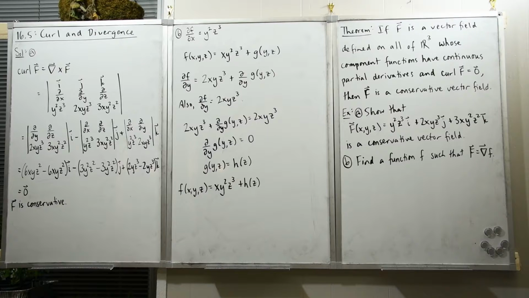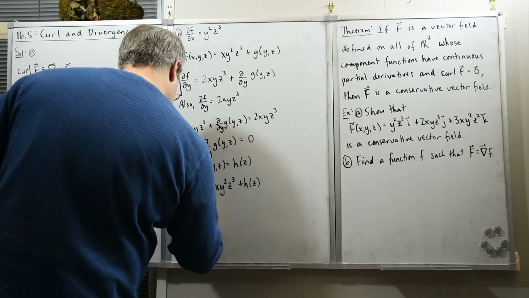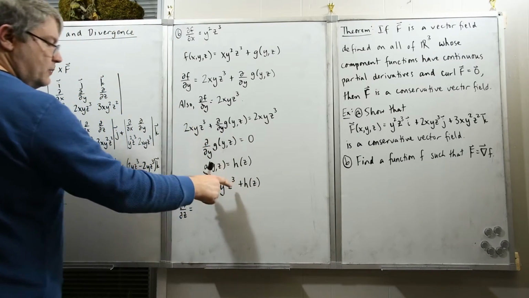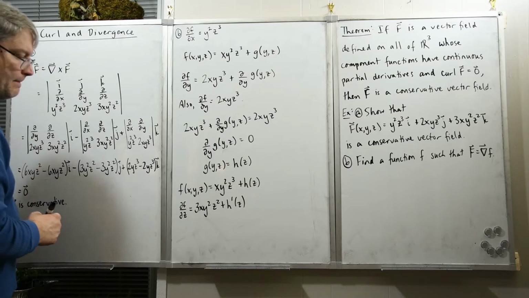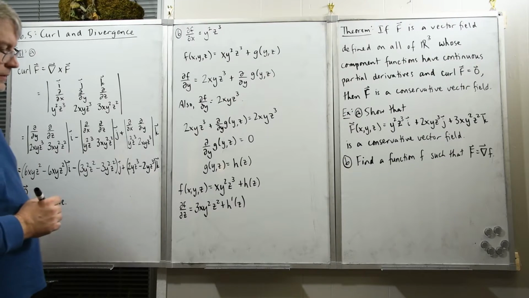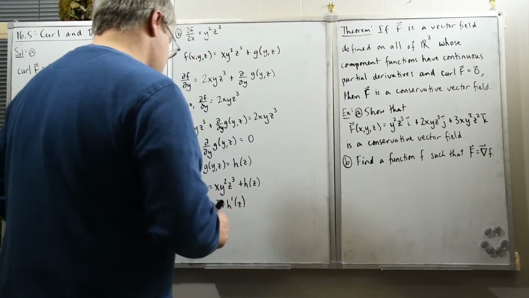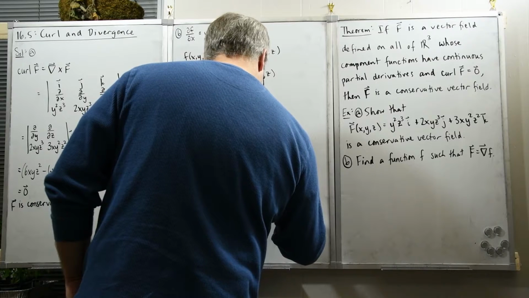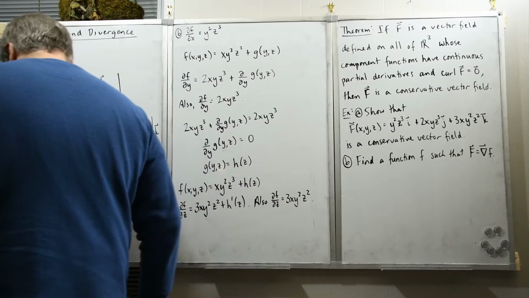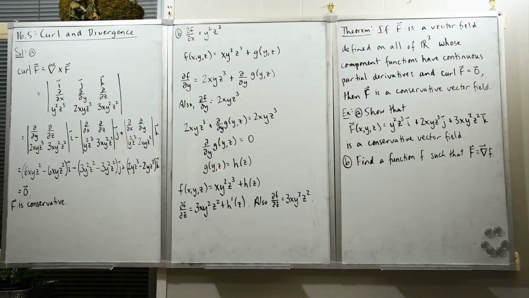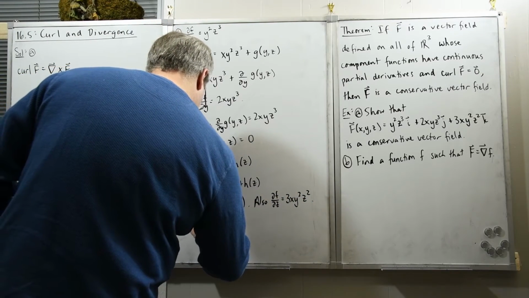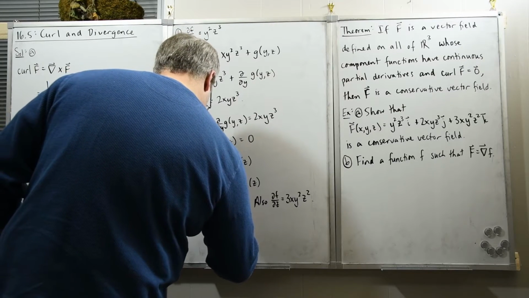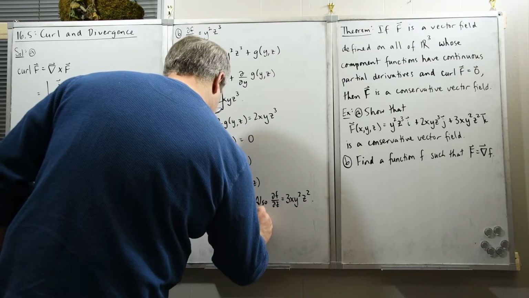Now, when we take a look at the partial of f with respect to z, we can evaluate that directly. We'll have xy squared times 3z squared, or 3xy squared z squared, plus h prime of z. But we also know that the partial of f with respect to z is going to be 3xy squared z squared. So what we find is that we have two expressions for the partial of f with respect to z. They must be equal to each other. So you'll have 3xy squared z squared plus h prime of z is equal to 3xy squared z squared.